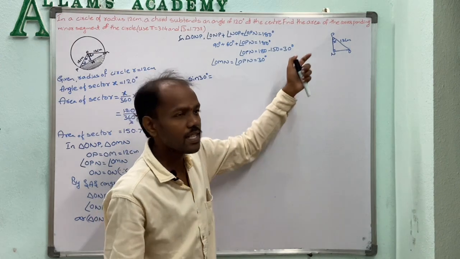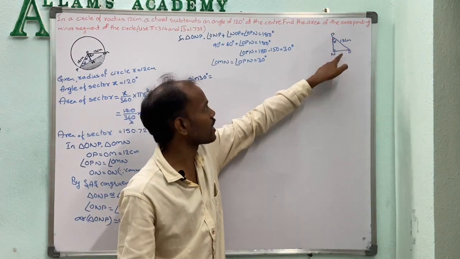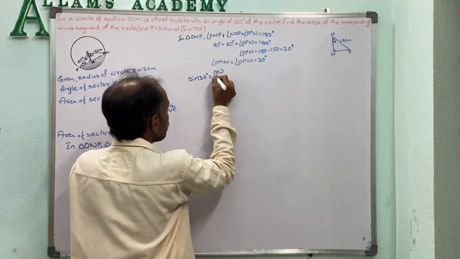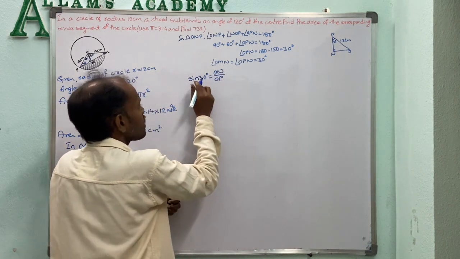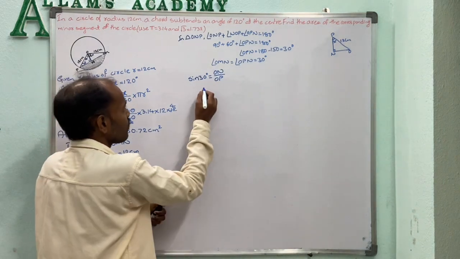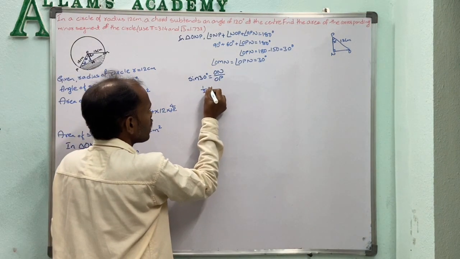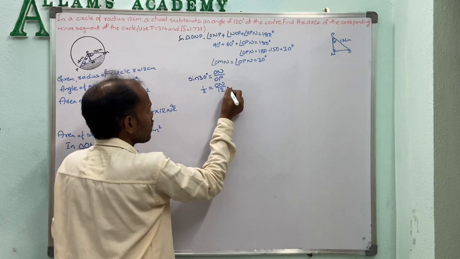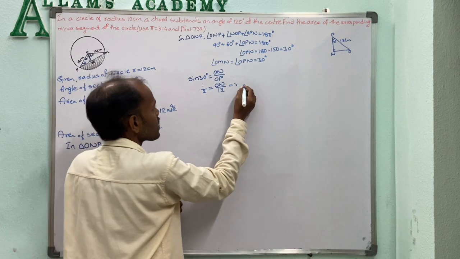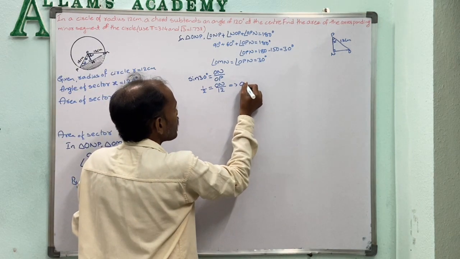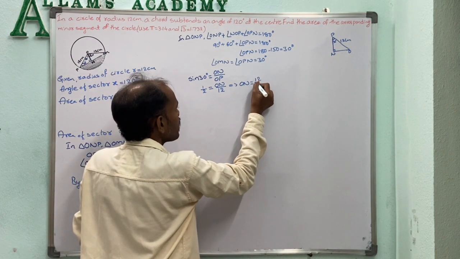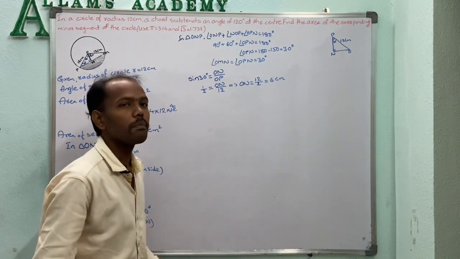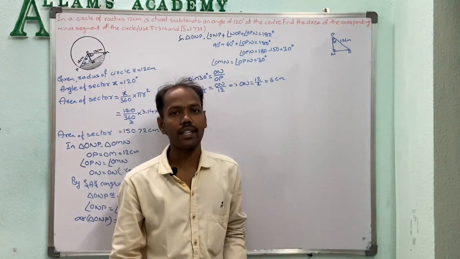Sine 30 equals the opposite side by hypotenuse, that means ON by OP. Sine 30 is nothing but 1 by 2. So 1 by 2 equals ON by OP, value 12. By cross multiplication, ON equals 12 by 2, that equals 6 centimeters. So the base length ON is 6 centimeters.